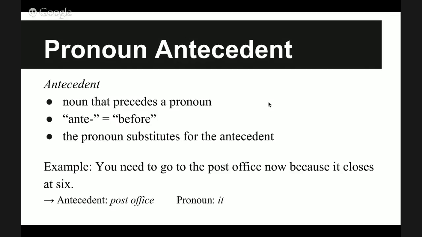So the antecedent, the noun that precedes the pronoun or is later replaced by the pronoun, is post office. And notice that the post office is singular, it's gender neutral, so the corresponding pronoun is it. You need to go to the post office now because it closes at 6.